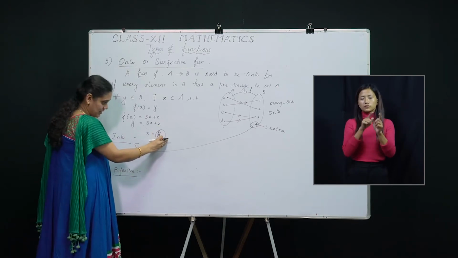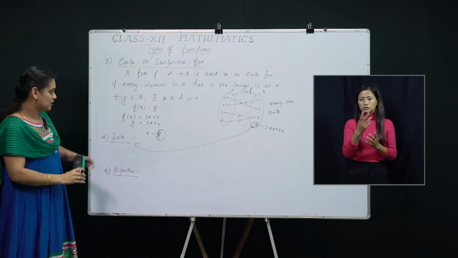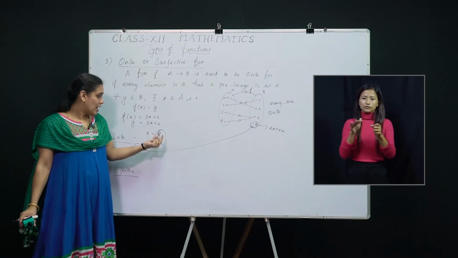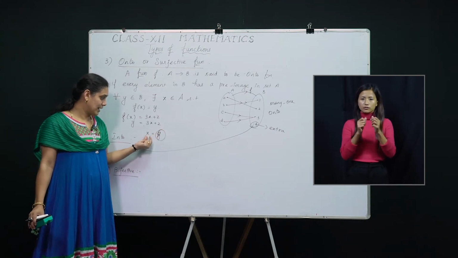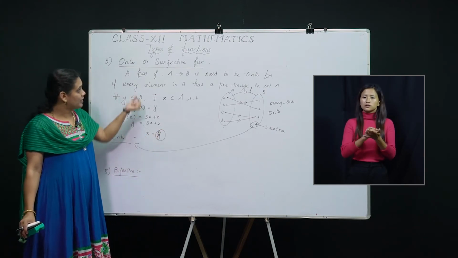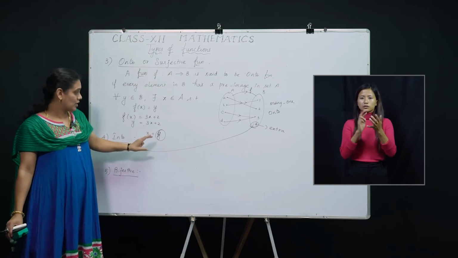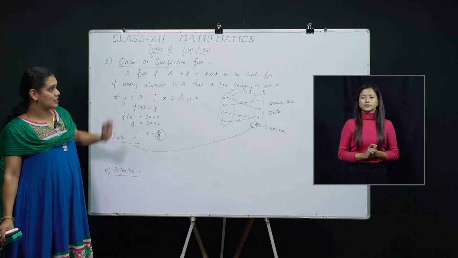If we could succeed, we have to check whether it is meaningful or not, and whether, if you give any value for y, you get an x, and that x will be in our domain or not. That we have to check. If it is so, then we can say that it is an onto function.